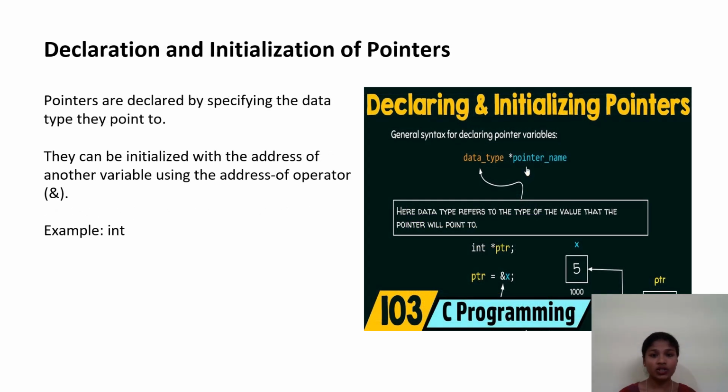Declaration and initialization of a pointer. Pointers are declared by specifying the data type they point to. They can be initialized with the address of another variable using the address-of operator, for example, int.